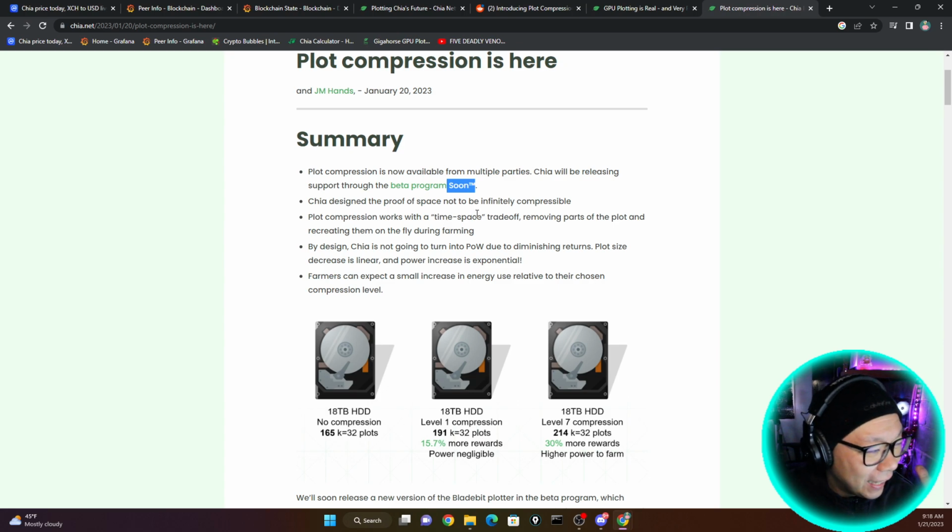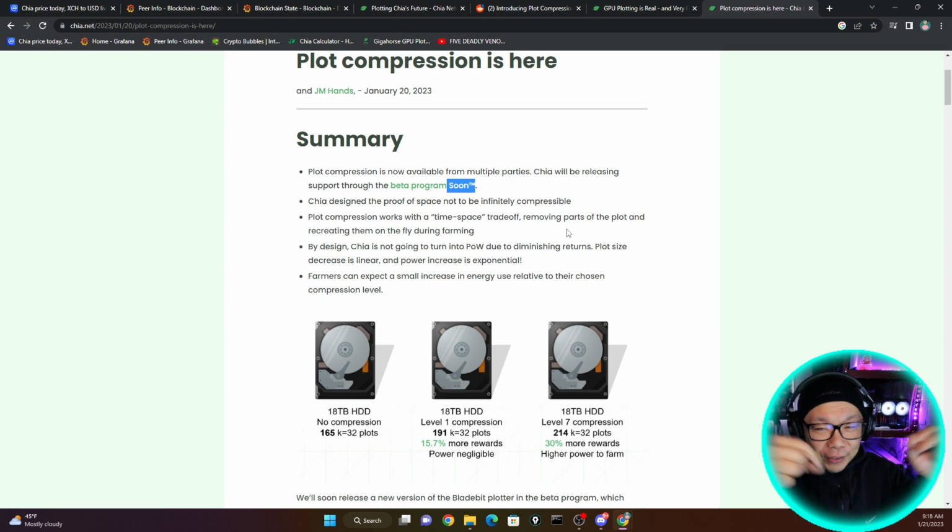All right. Plot compression works with a time-space trade-off, removing parts of the plots and recreating them on the fly during farming. So pretty much GPUs are filling these voids where these plots are not complete, and GPUs are coming in to fill these little voids to present it as a complete plot. And that's what this GPU farming is doing. By design, Chia is not going to turn into POW due to diminishing returns.